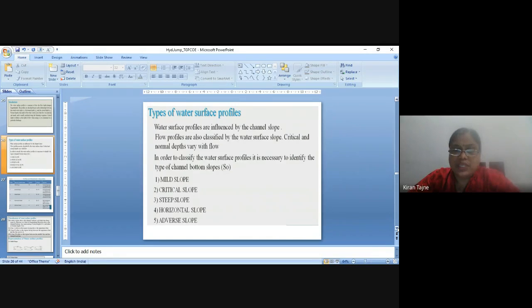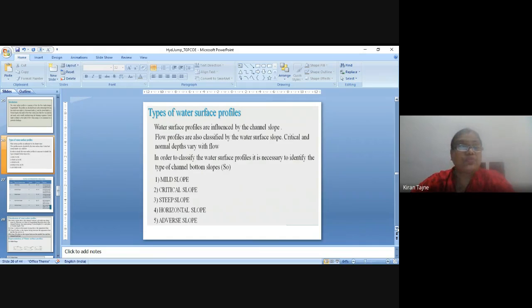So there are different water surface profiles depending on yn, that is normal depth, and critical depth. There are different surface profiles which are classified as mild slope, denoted by M, critical slope C, steep slope S, then horizontal slope H, and adverse slope, denoted by A.